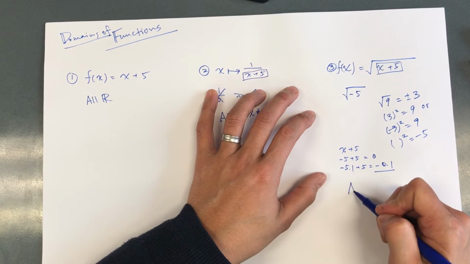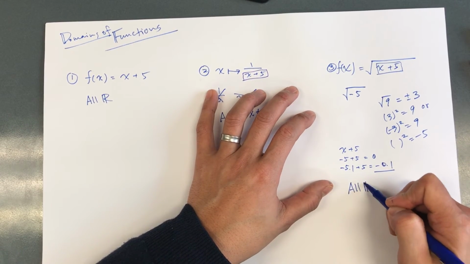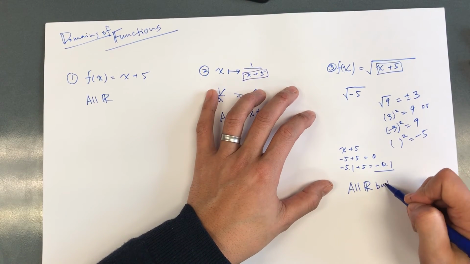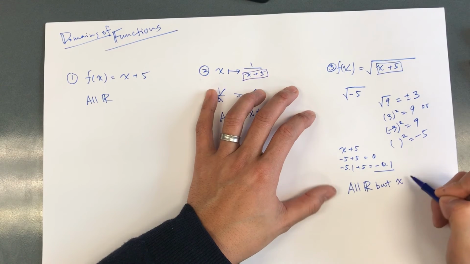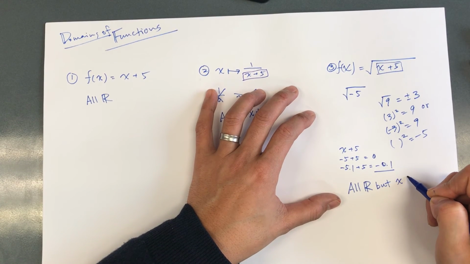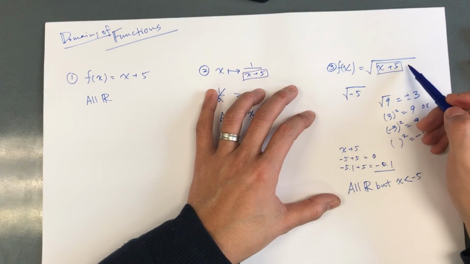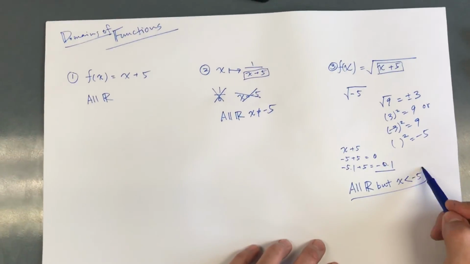So the domain is going to be, you can plug in any real number you want, but you cannot pick any number less than -5 because the inside is going to be negative. So that's going to be the domain.